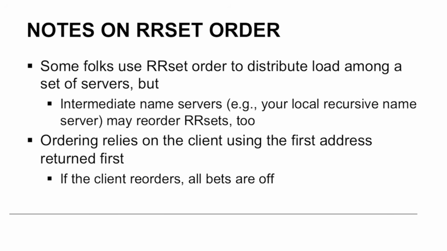Some folks try to use RRset order to spread load among a set of servers, say web servers. The problem is that your name servers probably have no idea of the load on those servers, or even whether they're up or down. And other name servers, such as local recursive name servers, may reorder the records too. And some clients may not simply use the first record returned, in which case all bets are off.